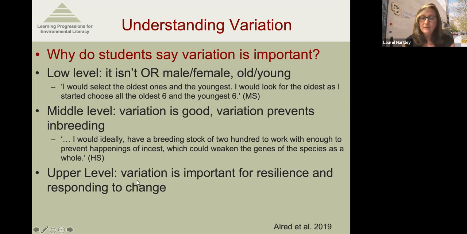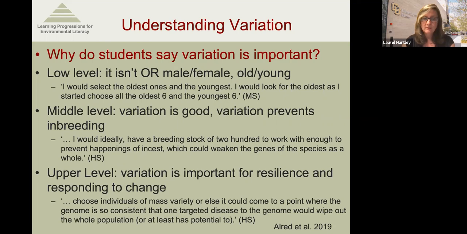At the upper level, they talked about variation being important for resilience and responding to change. I would choose individuals of mass variety, or else it could come to a point where the genome is so consistent that one targeted disease to the genome would wipe out the whole population, or at least has the potential to. So one thing I think is really important, and there are a lot of studies coming out about the idea of variation and variability. I personally think that variation is a threshold concept. Once people can start to recognize variability instead of just central tendency, they can understand a whole lot about ecosystems, a whole lot about biology.